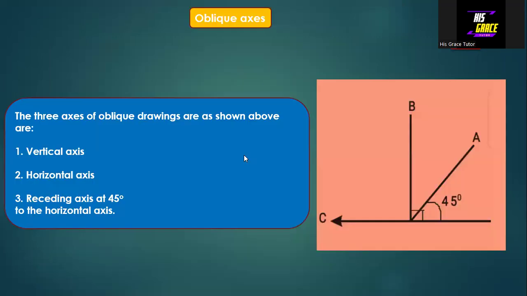All right. The next slide is talking about oblique axes. There are three oblique axes as we have here. We have the vertical axis, which is at an angle of 90 degrees to the horizontal. Then we have the horizontal axis. Then we have the receding axis at 45 degrees to the horizontal axis. We also need to bear in mind that the angle the receding axis makes with the vertical axis is also 45 degrees. I believe you know that as mathematics students.